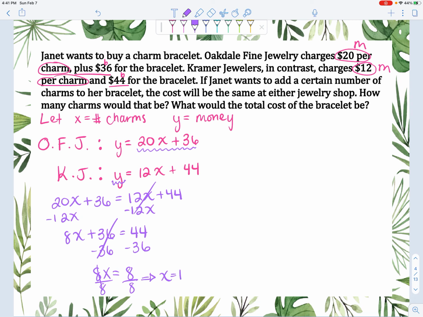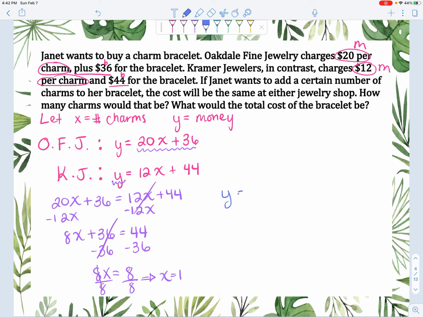X equals 1. Okay, so again, before I solve for the y, I'm just going to double check to see if I already have my answer. X is the number of charms, and it did ask how many charms would that be, but then it also asked what would the total cost of the bracelet be. So this is asking for the amount of money. So I do actually have to go back, use this solution to solve for my y, and I can use my solution in either of these equations. I'm just going to use the top one.